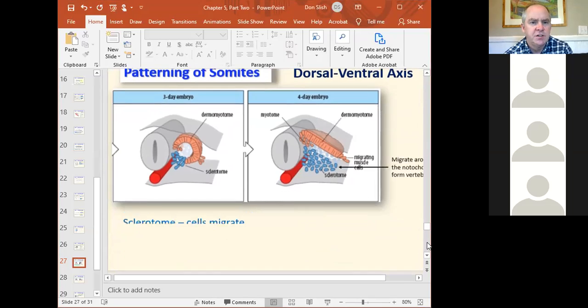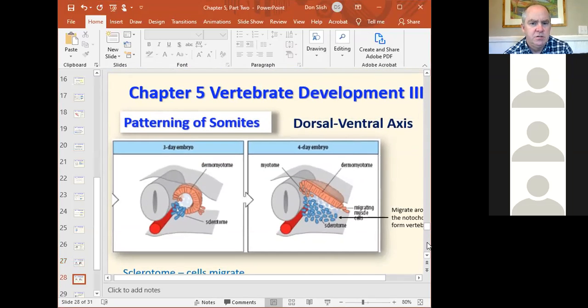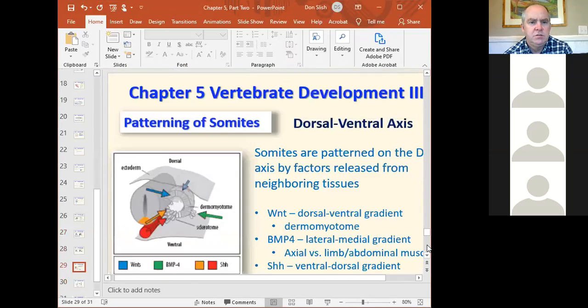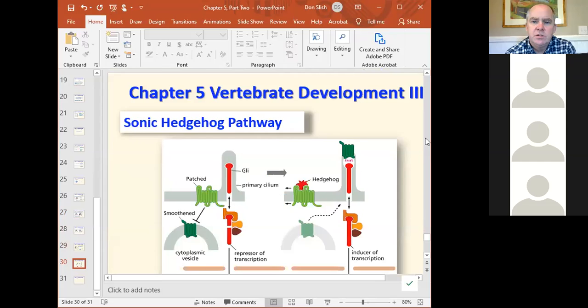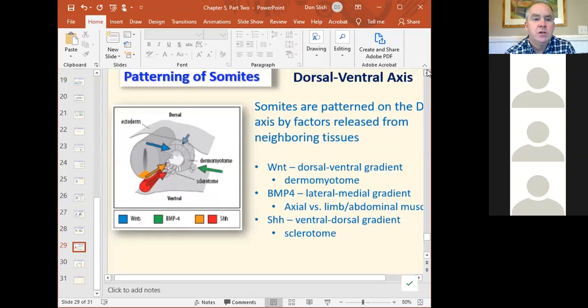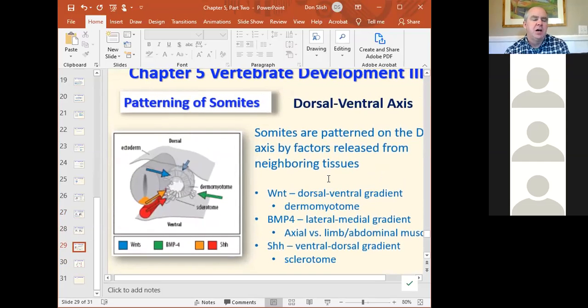If we go to the next slide. Okay, so we're on 29. So you've got signaling coming from different directions here. From up on the dorsal side, you've got Wnt coming in, and that Wnt is coming from the ectoderm and also from the dorsal part of the neural tube. So you've got a Wnt gradient from the top to the bottom, high to low.